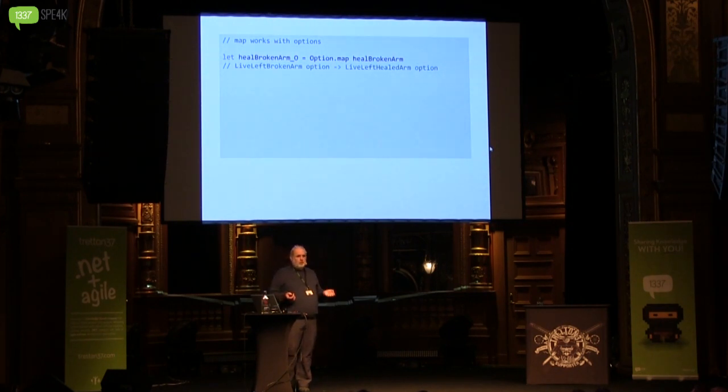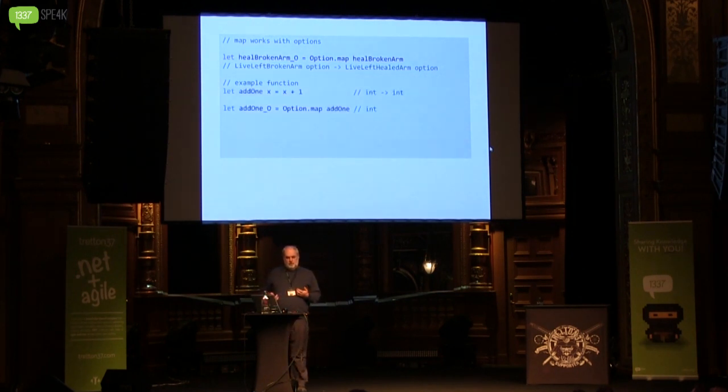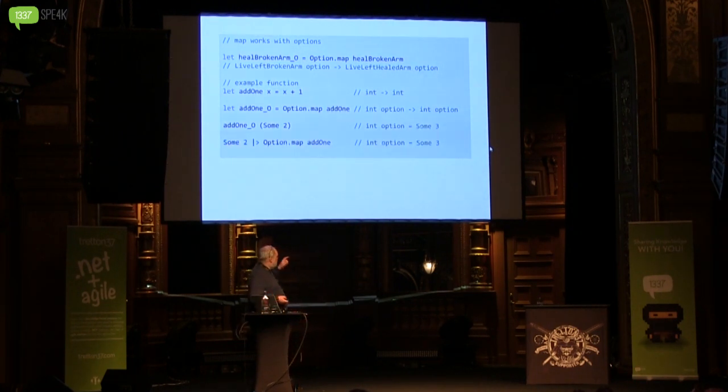Now, this option map will work for anything. So here I have my heal broken arm function, and if I run it through option map, I get something that works on options. So I can have an optional broken arm, and it turns it into an optional healed arm. And here's my addition function, right? And typically what people do is, rather than creating a special, optional version of add 1, you just inline it like this. So this last one is what people typically use. You just say take the option and just pass it in to the map version of add 1. You don't normally create a special intermediate function.